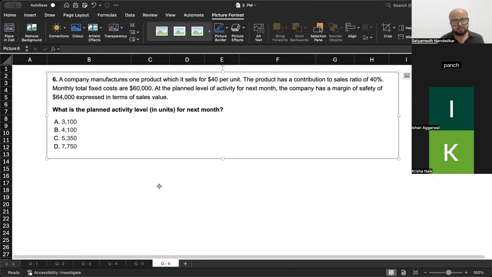A company manufactures one product which it sells for 40. The product has a contribution to sales ratio of 40%. Monthly total fixed costs are 60,000. At the planned level of activity for next month, the company has a margin of safety of 64,000 expressed in terms of sales value. What is the planned activity level for next month? Again, I'll give you 3 minutes. Apply your mind, solve the question, then we'll approach it together. Okay? Take 3 minutes.